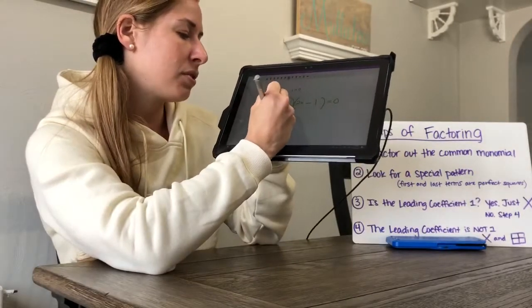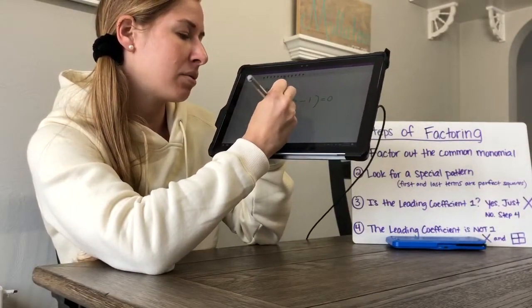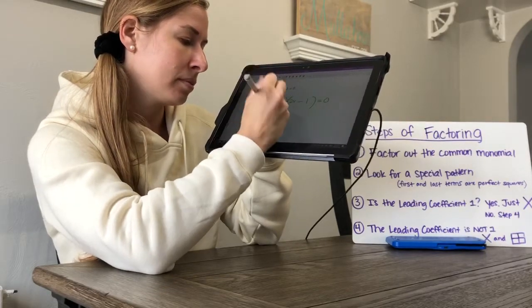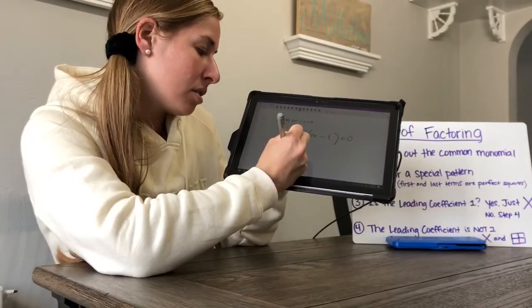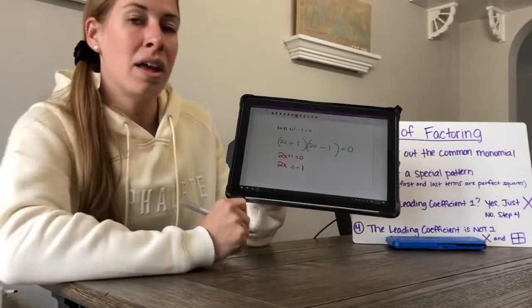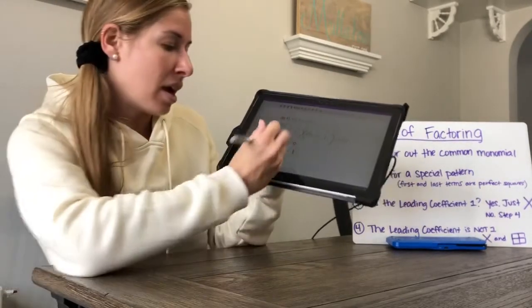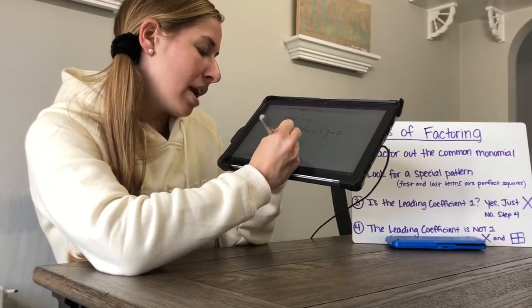So for the first one, if you take 2x plus 1 and set it equal to 0, you're going to subtract 1 from both sides. So 2x equals negative 1, and then divide by 2 on both sides. So x equals negative 1/2.